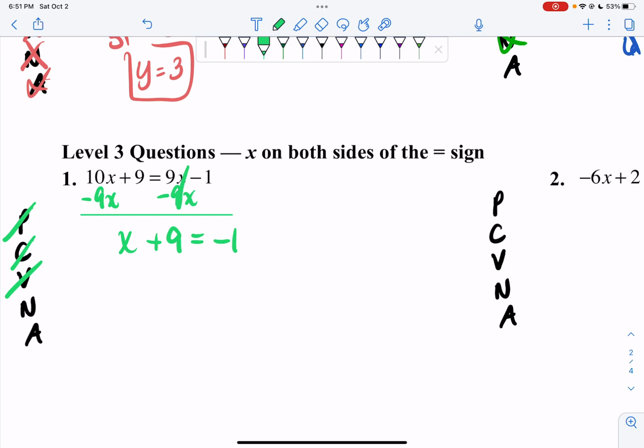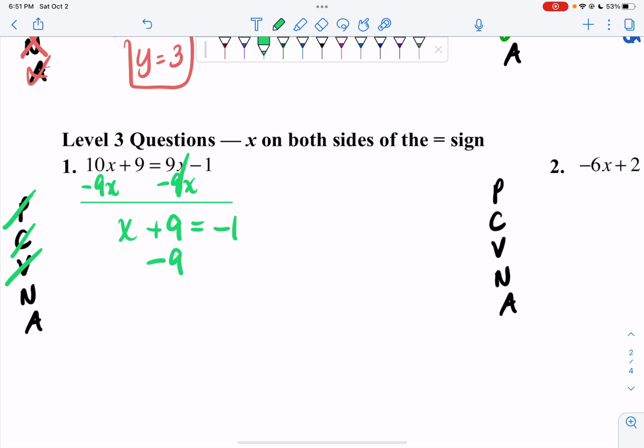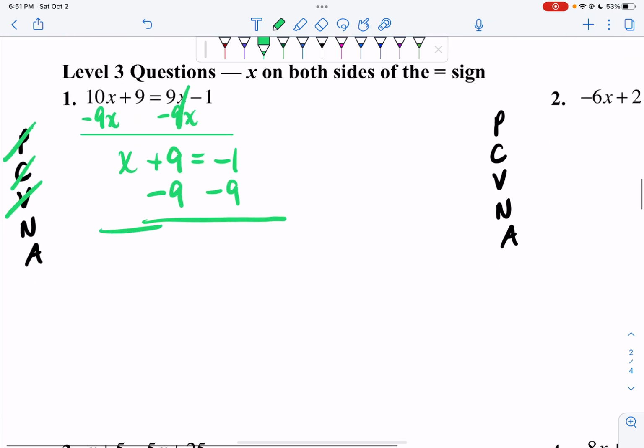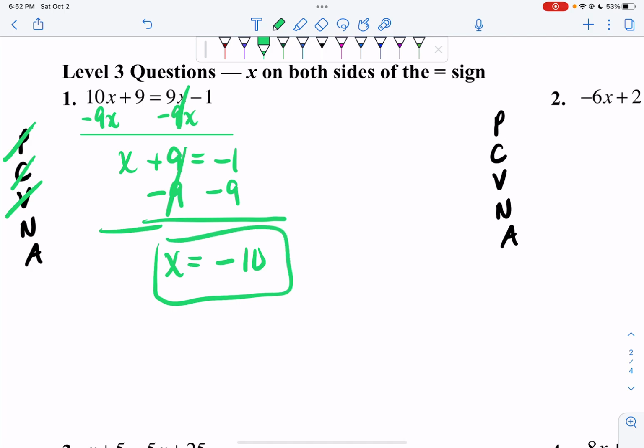Numbers. Are all my numbers on one side? They aren't, because I have a plus 9. So I get rid of that plus 9 by subtracting 9. And then I get x is equal to negative 1 minus 9, which is negative 10, as my final answer.